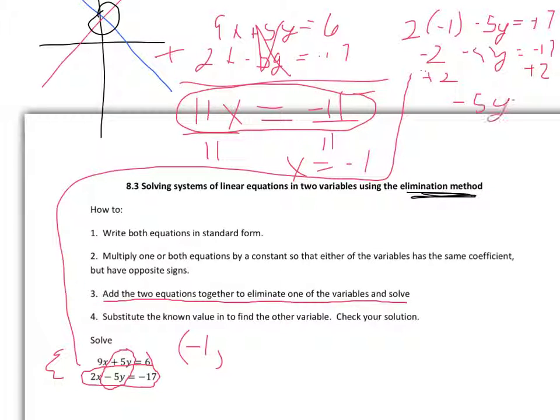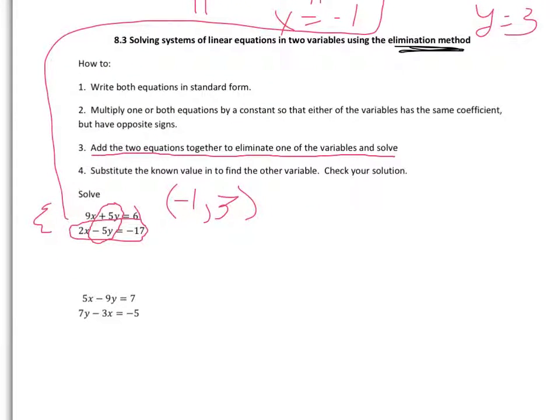Negative 5y equals negative 15. Divide by negative 5, and we get y equals positive 3. So (1, 3), that's the solution. So notice when we're doing this, we want to make sure that for the elimination, we have the same variable with the same coefficient but of opposite signs. So 5 and negative 5 are things that add together to get 0.